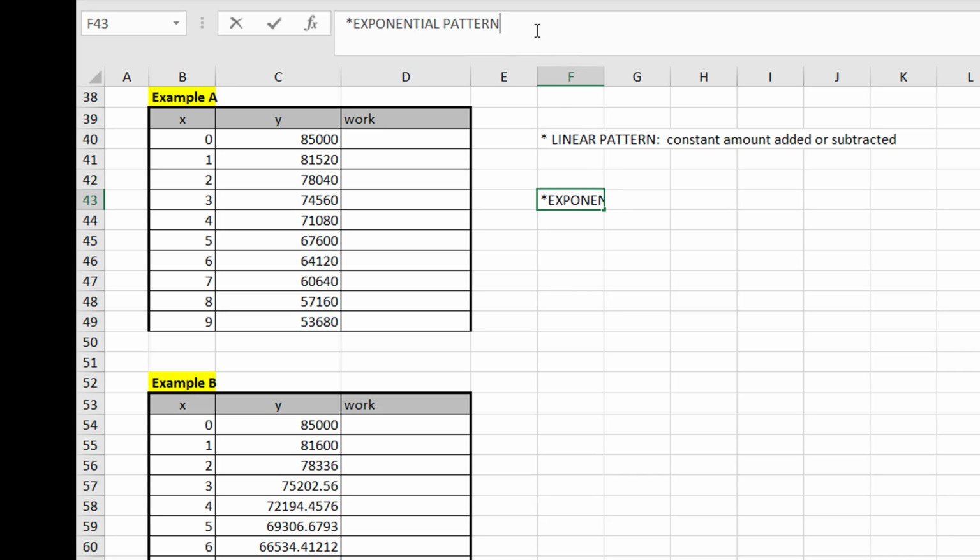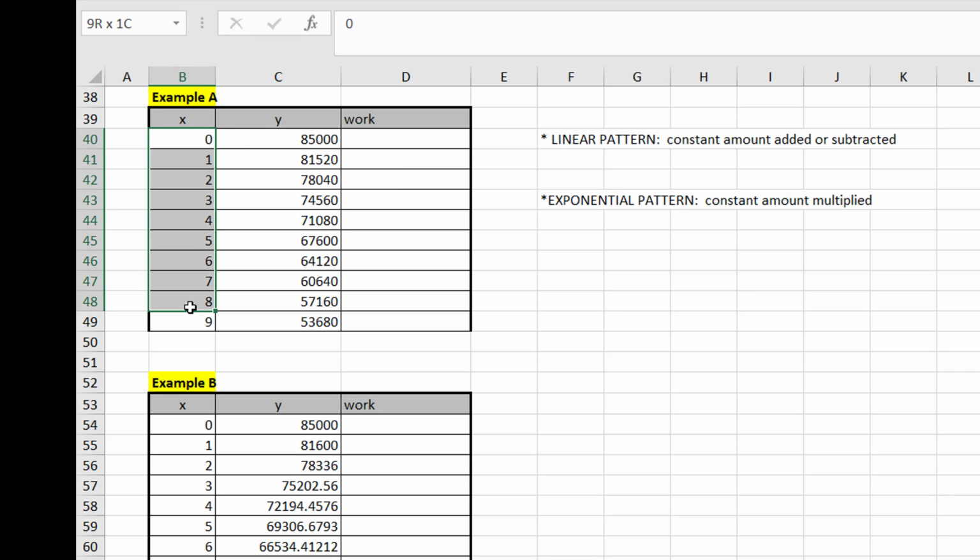An exponential pattern would mean there's a constant amount multiplied, which you could also think of as dividing, but we're going to think of it as a constant amount multiplied as x increases by 1. So notice, first of all, the x's are increasing by 1. My question here is just, what is happening with the y's? Are we adding or subtracting a fixed amount over and over and over? Or are we multiplying a fixed amount over and over and over?